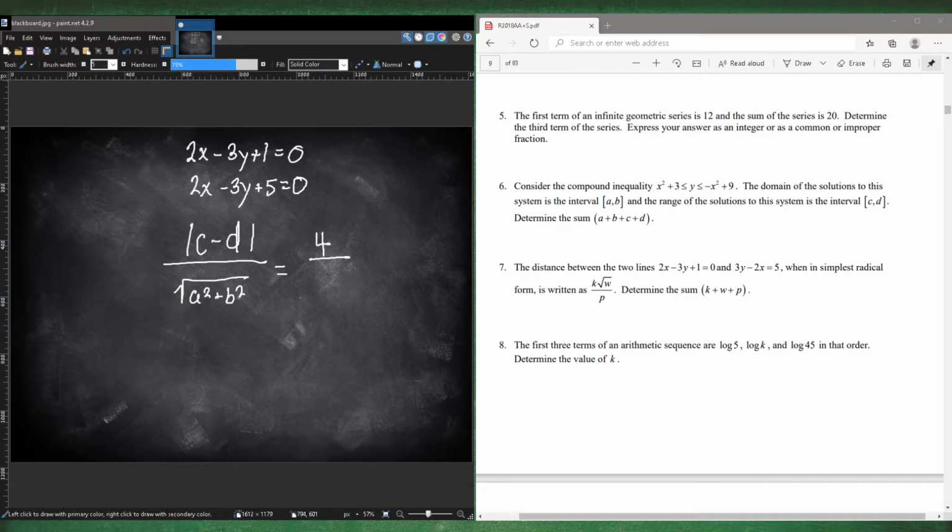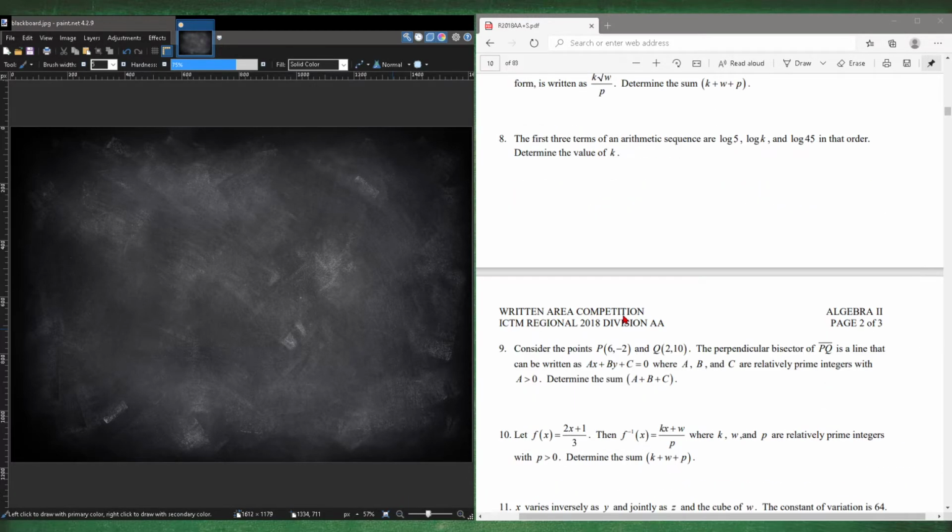And then a squared plus b squared, a and b are just the coefficients in front of the x and y. So it's going to be a 2 and a -3. So 2 squared is 4 and 3 squared is 9. So 4 plus 9 is 13. So square root 13. So our distance is 4 square root 13 over 13. Add all these three numbers together. So that's 26 plus 4 equals 30. And that's your answer for number 7. So it's just that easy. You just need to know the formula.